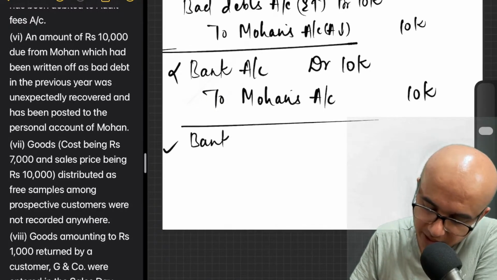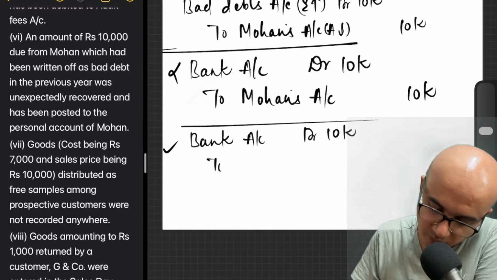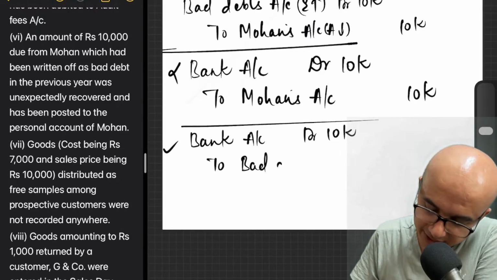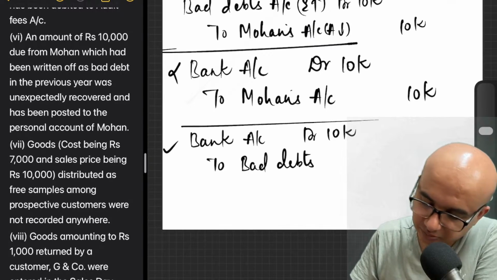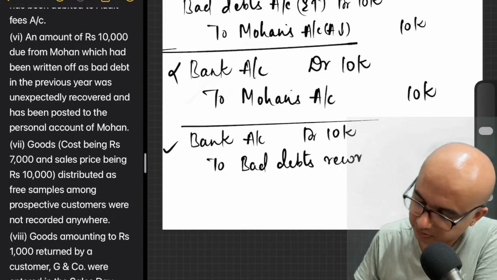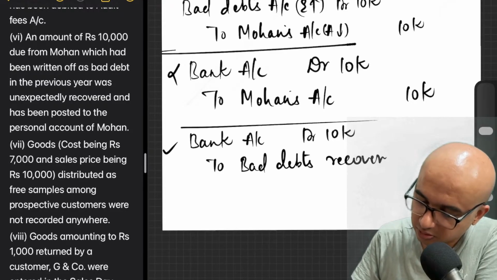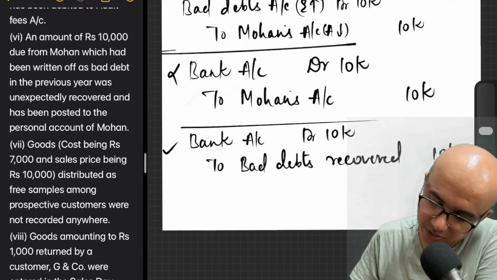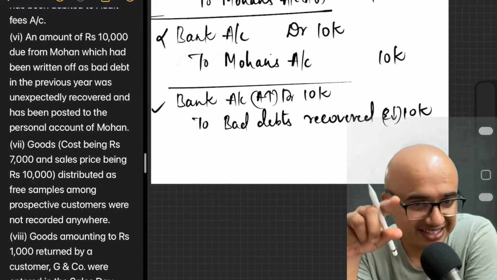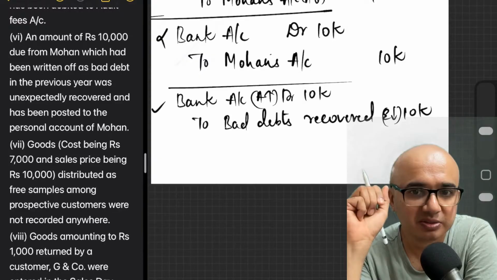Bank account debit. This is the right entry which they should have recorded. To bad debts recovered, 10,000. This is decrease in expense, bad debts recovered. This is obviously increase in asset. This is the entry which they should have passed.